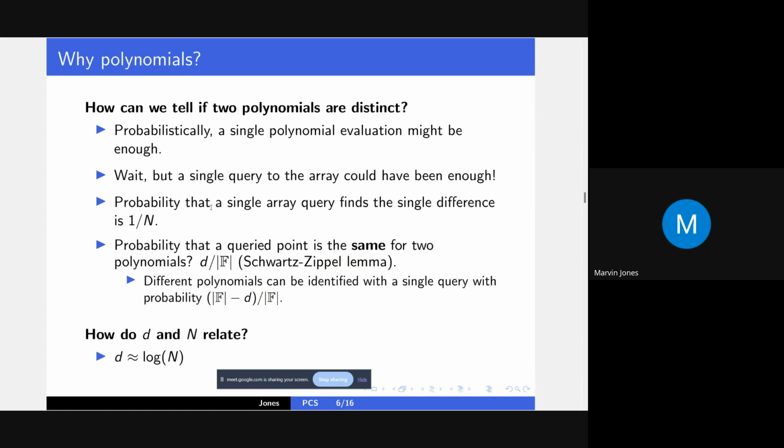So this is going to make it very easy with one query to tell, versus this. So just out of curiosity, how would this compare to our array example, because I have d in this expression for the polynomials and n for the array. D is approximately log n if you're doing multilinear extensions.